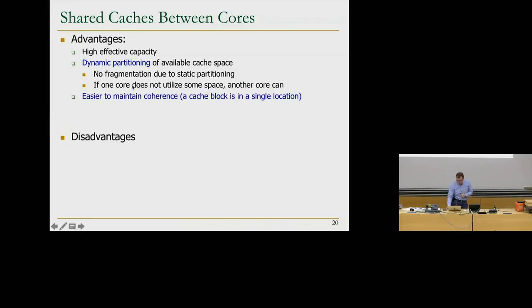And I've already said this, so I'm not going to go through this in detail. It turns out with a shared cache, it's easier to maintain coherence, and we're going to talk about coherence in a little bit. A cache block is in a single location, so whenever someone updates that cache block, everybody else sees that update. Okay, so a disadvantage, unfortunately: if you have a large shared cache, you get slower access, because you cannot couple the cache with the core.